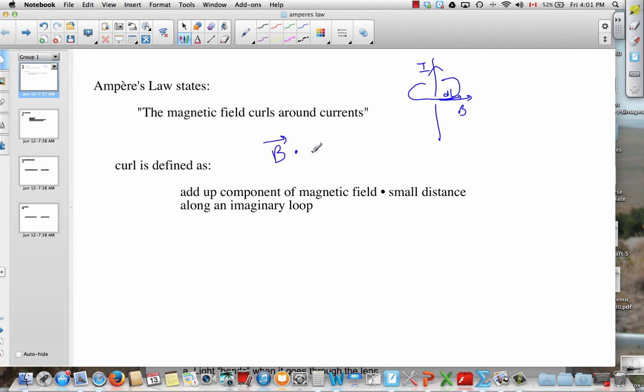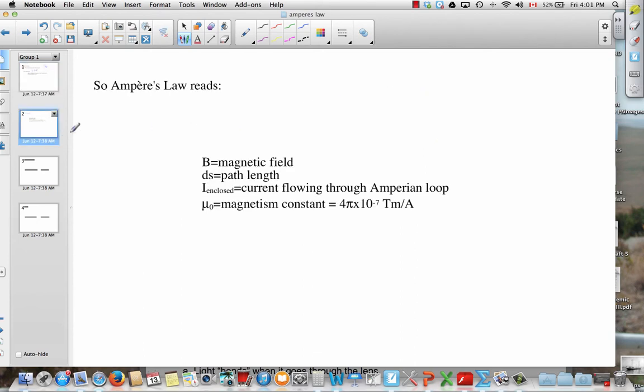Now we'll take the dot product, which essentially just makes sure that those two are parallel to each other. So that's a little bit of distance. And then we'll add that up as you go all the way around this loop. So this is a loop integral. And what Ampere's law says is that integral, that loop integral, adding up B dot dl, B times the length as you walk around, is proportional to the current that's enclosed inside this loop, the current that's actually passing through the center of the loop.